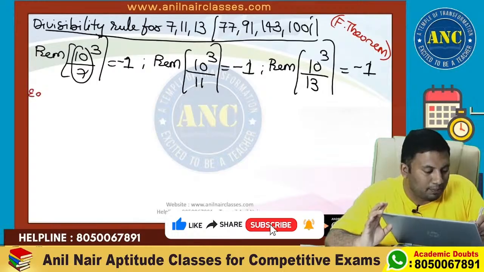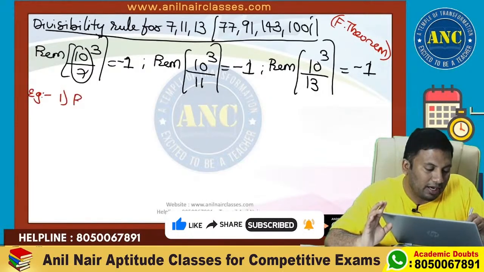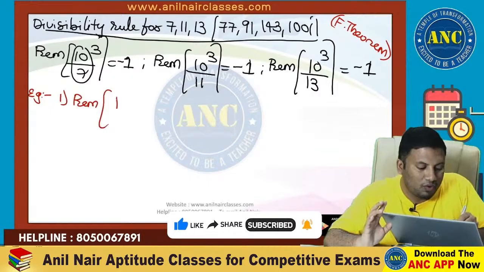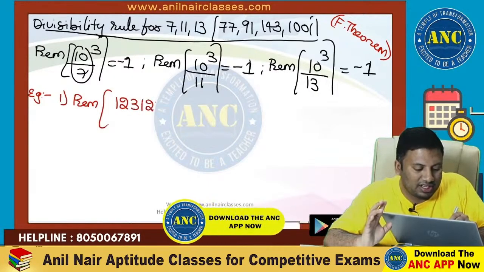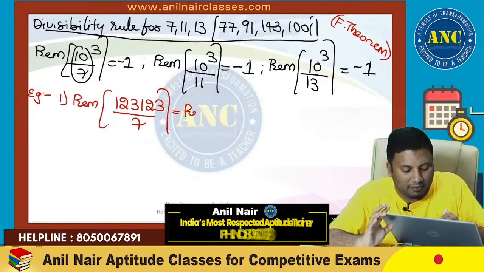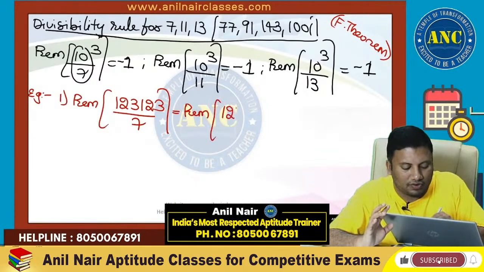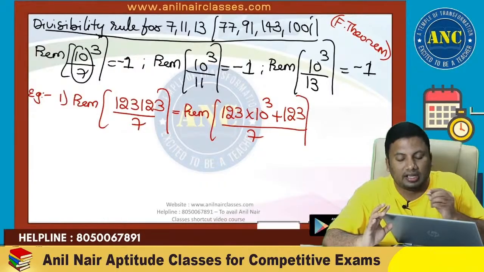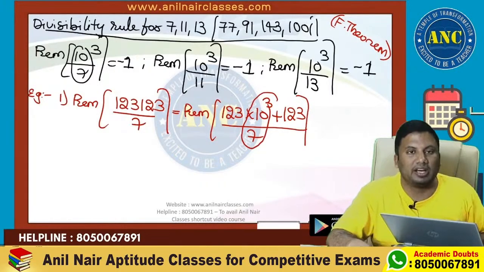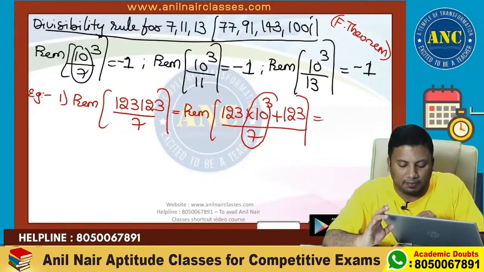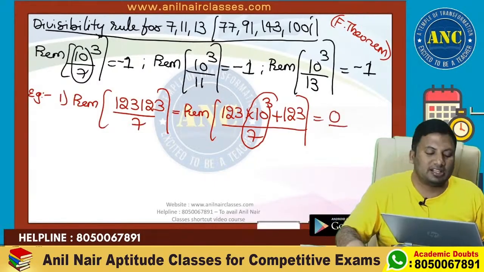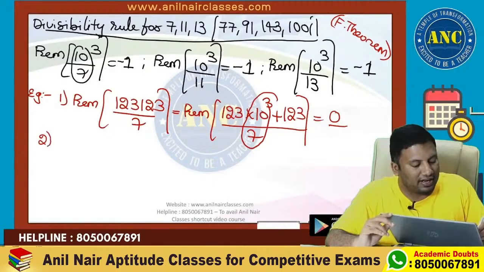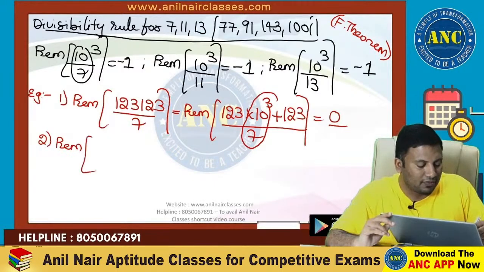Now, one simple example. First one, remainder when 123123 is divided by 7. This is nothing but the remainder of 123 times 10 cube plus 123 divided by 7. 10 cube by 7 is minus 1, so minus 123 plus 123. What is the answer? 0.